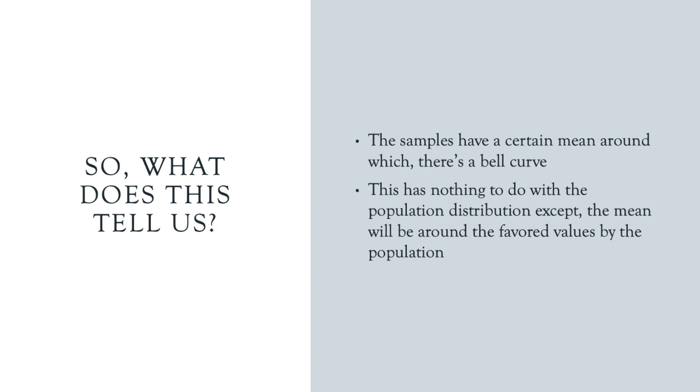And this means that the samples have a certain mean around which there is a bell curve. The tip of the bell curve at the top. This has nothing to do with the population distribution except the mean of this new distribution, which is, according to our theory, a normal distribution, will be centered around the values which were favored by the previous distribution.